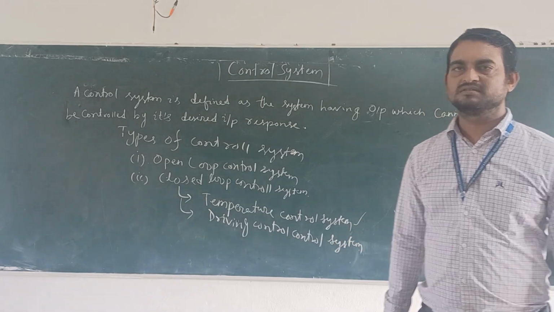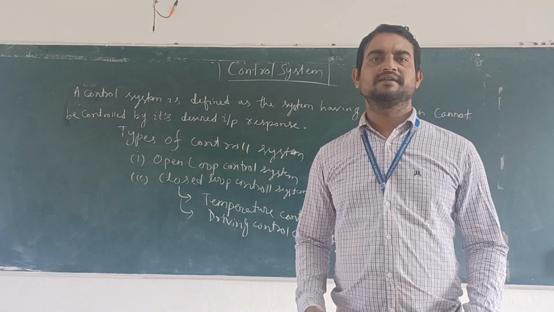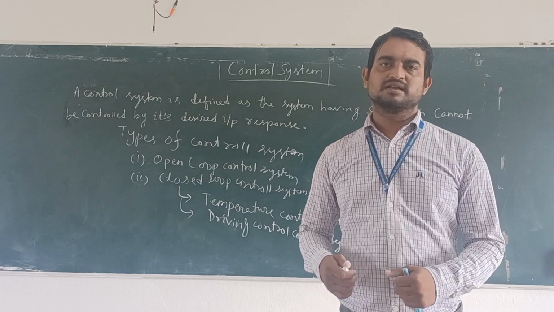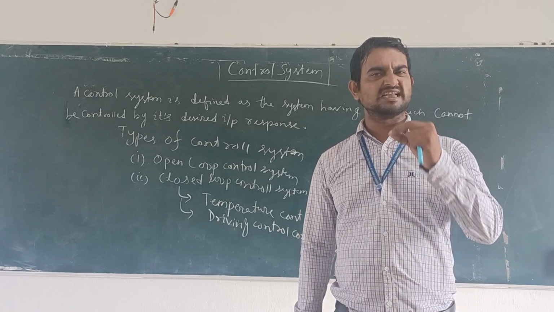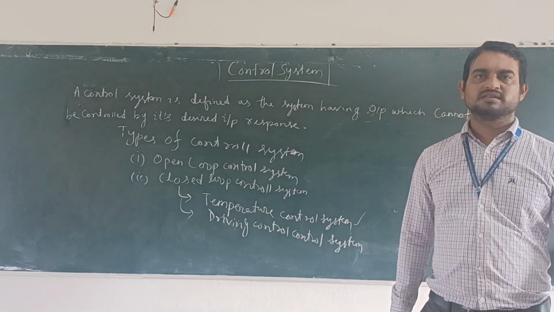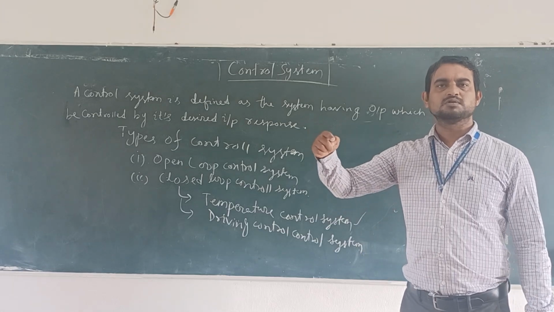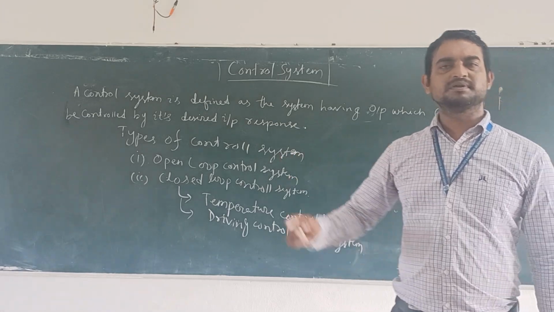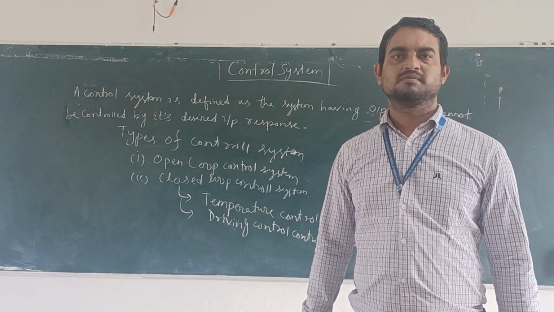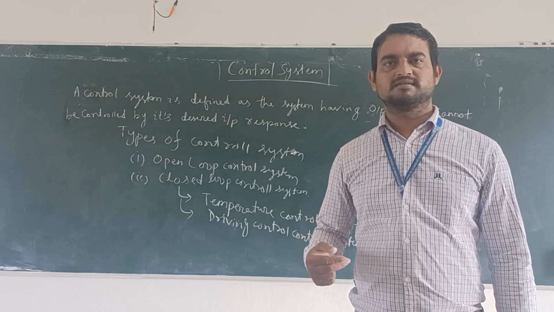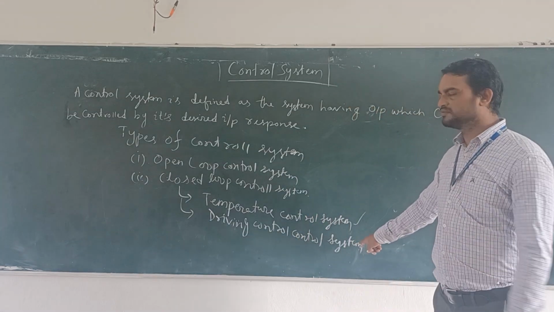Another one is our accelerator and brake. When we press the accelerator, we are putting in an input as force, then that force is converted to speed, up to the maximum speed which we require. That is the driving control system.